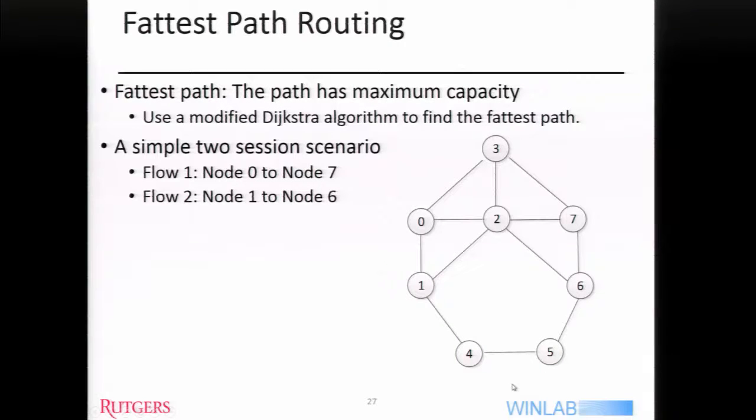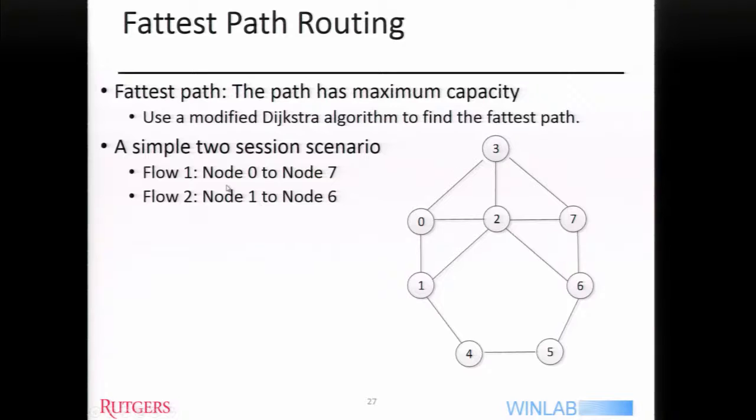So based on this, each flow wants to find a path that has the maximum capacity. We modify the existing Dijkstra algorithm to find the fattest path. Here is a given example. For example, there are 2 flows in the network, which join one after another.